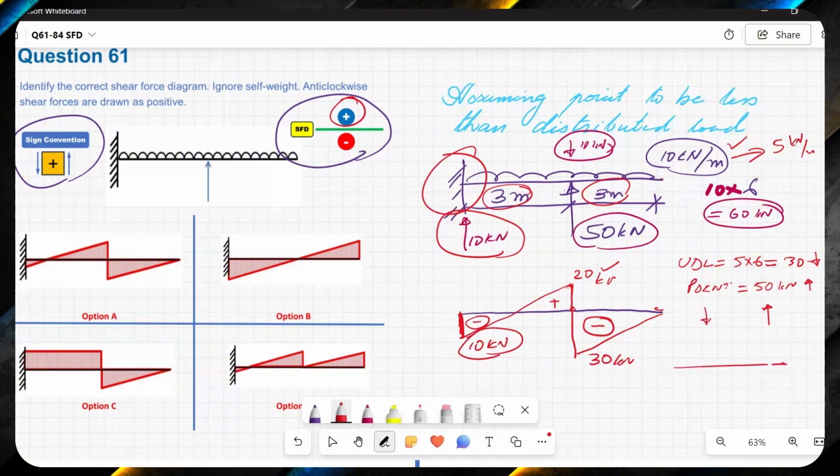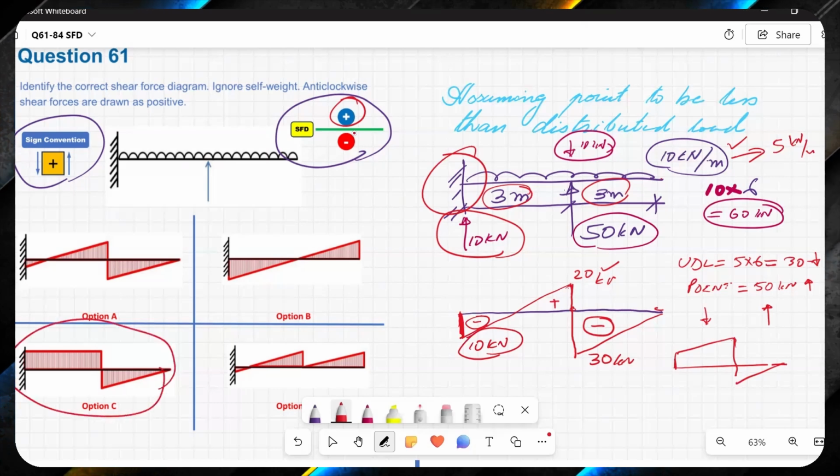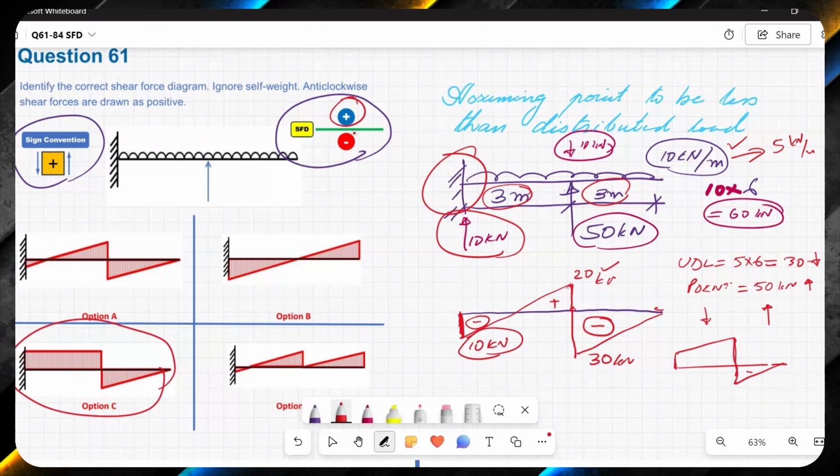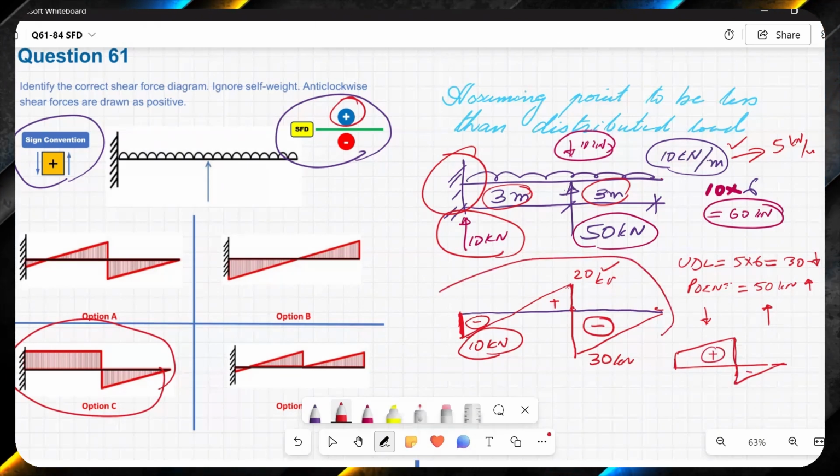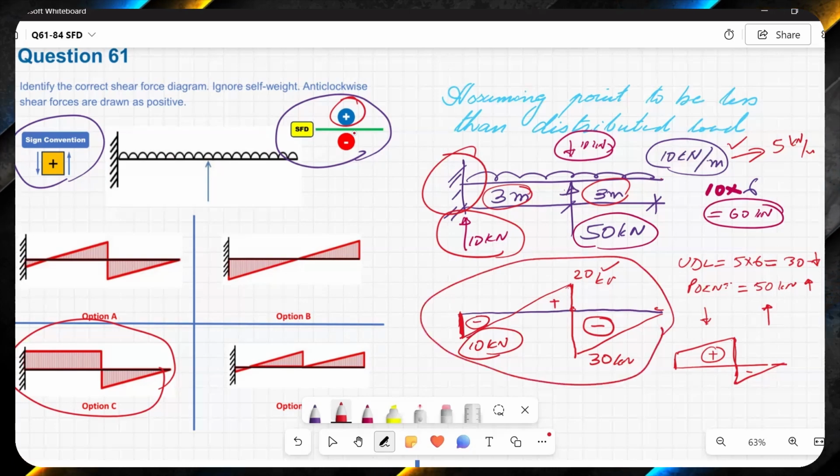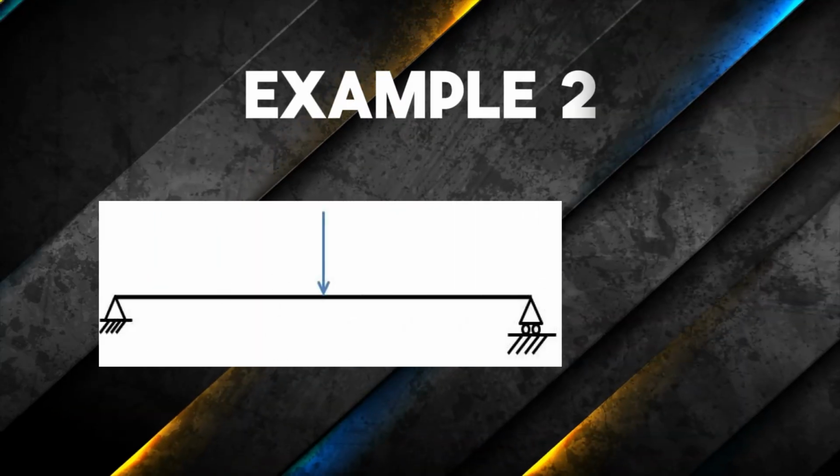SFD is going to be like this, but certainly it can't be like option C. So consider both cases. This is negative and this is positive. We already reached the correct option. The correct option is option A.